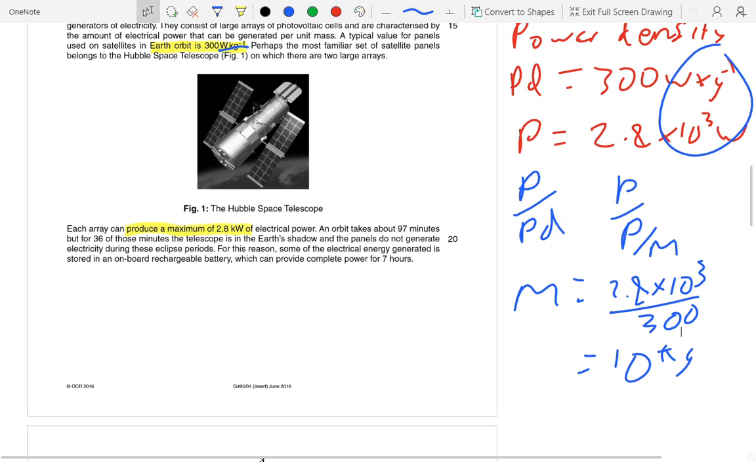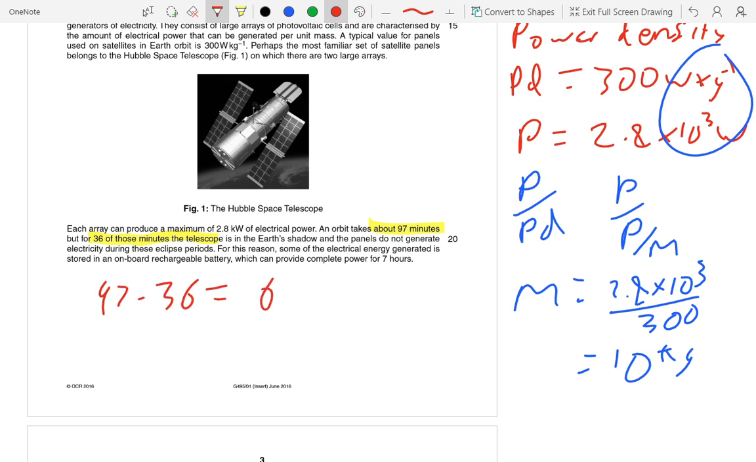So the next thing it's given you is an orbit takes about 97 minutes, 36 of which the telescope's in the Earth's shadow, and the panels do not generate electricity during these periods. So a simple thing is just how many minutes is it out of the Earth's shadow? So how many producing minutes are there? So that's just obviously 97 minus 36, which gets us 61 minutes.